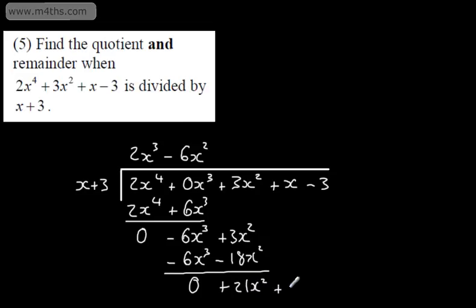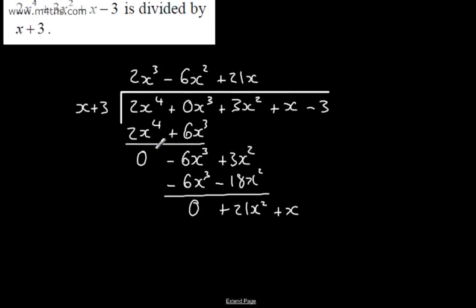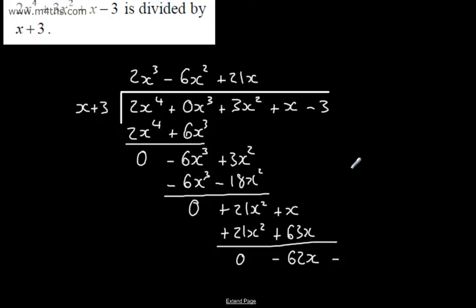I now bring down the plus x. x is into 21x squared is going to be now plus 21x. I now multiply down, I get plus 21x squared. I multiply down, I get plus 63x. Subtracting down 0, and we're going to get now minus 62x. x minus 63x is minus 62x, and then I bring down the remaining minus 3.